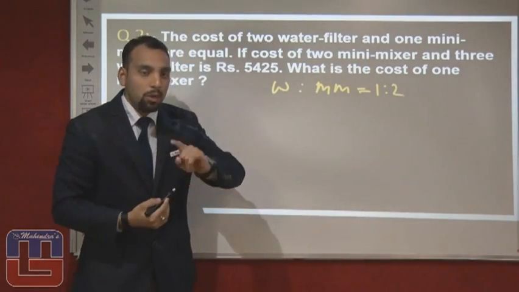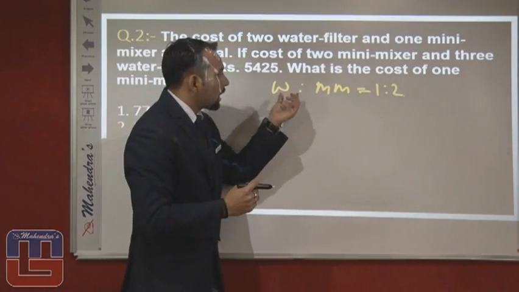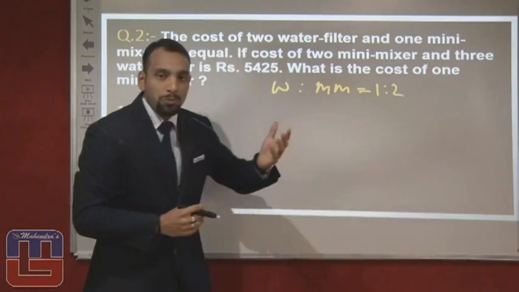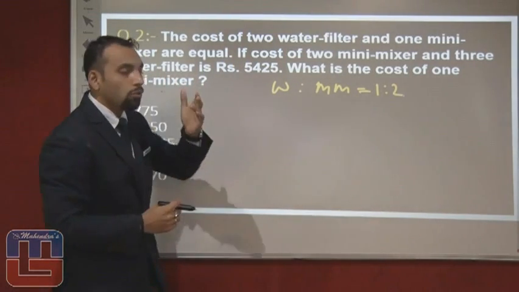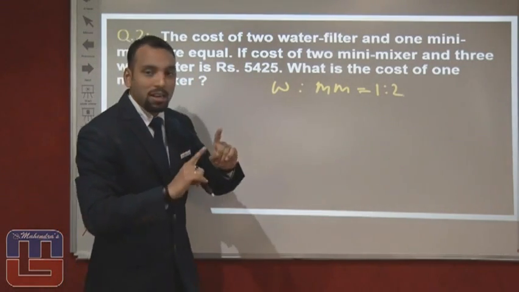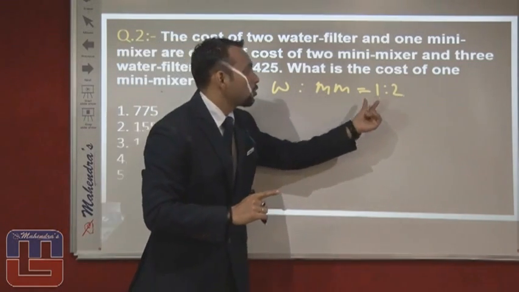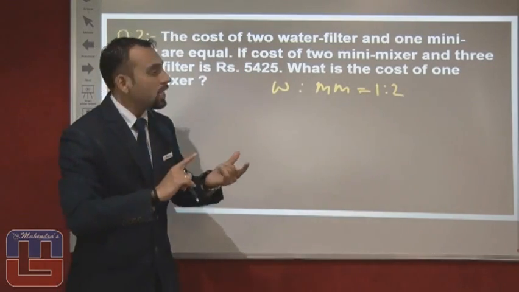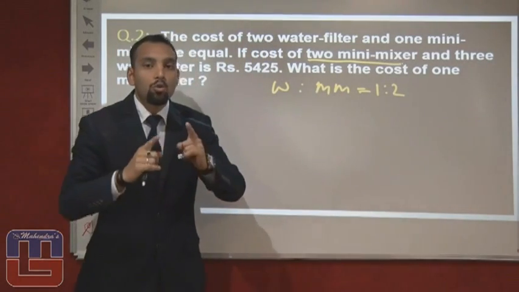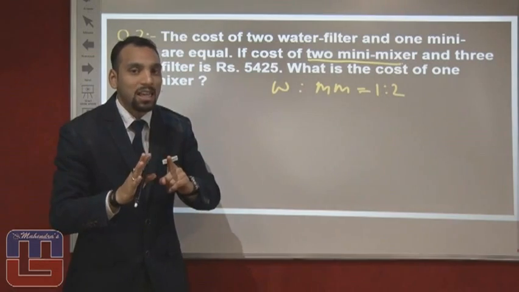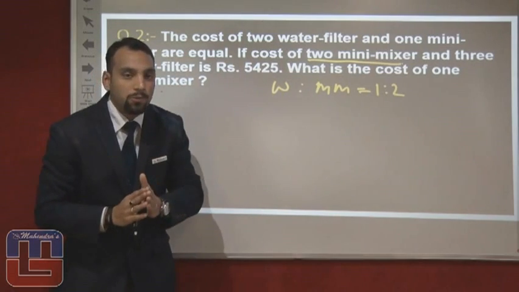Why are we using this funda? Because in this method we can solve the question quickly. Now the water filter and mini mixer ratio is 1:2. Now read the question. If the cost of 2 mini mixers and 3 water filters, 2 mini mixers which will be equal to 4 water filters, we can say. So 4 water filters and 3 water filters, the cost will be equal to 5425.